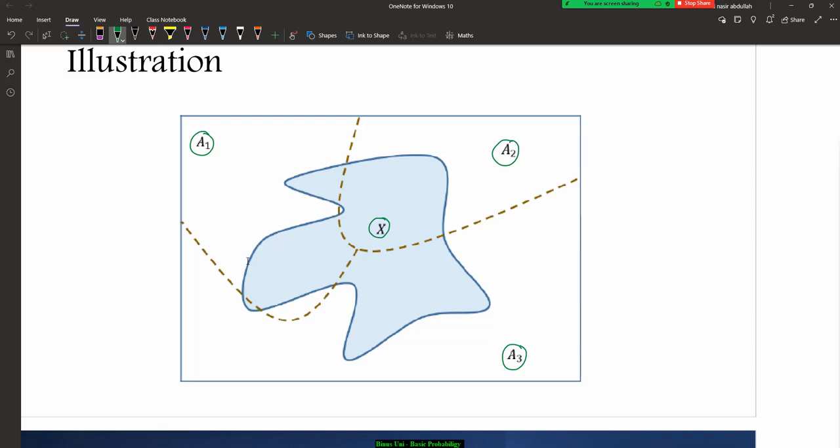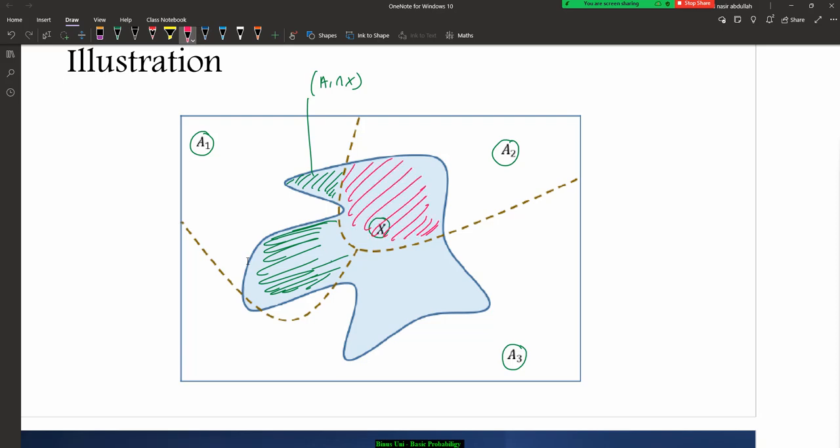So if you want to find the probability of X, you need to find the intersection here. This is what we call A1 intersect X. Another one is the area in A2, this is A2 intersect X. And this is the area, let's say I'm using this one, this is the area of X. So this is A3 intersect X.